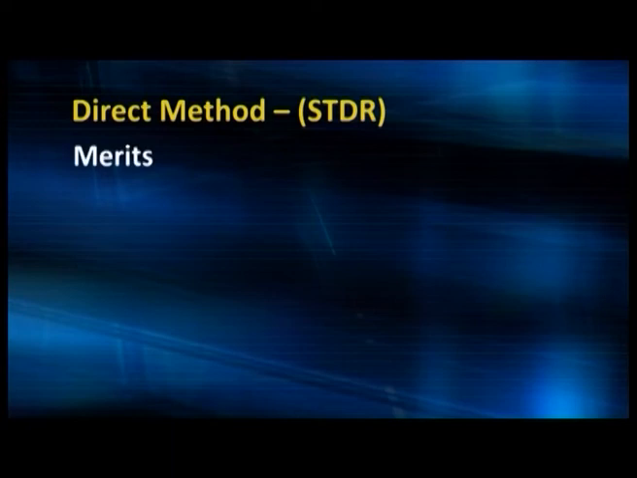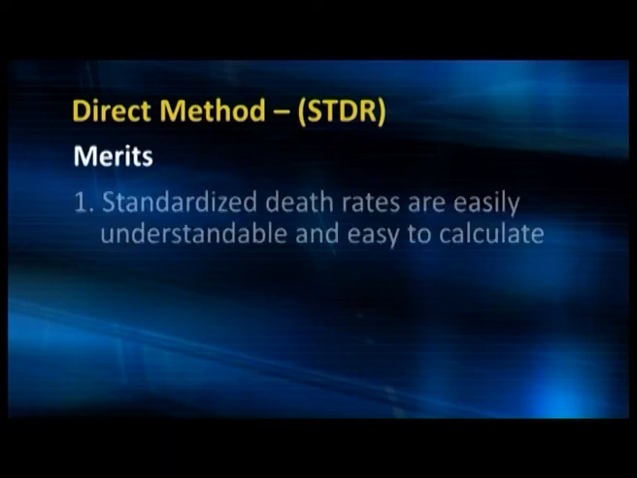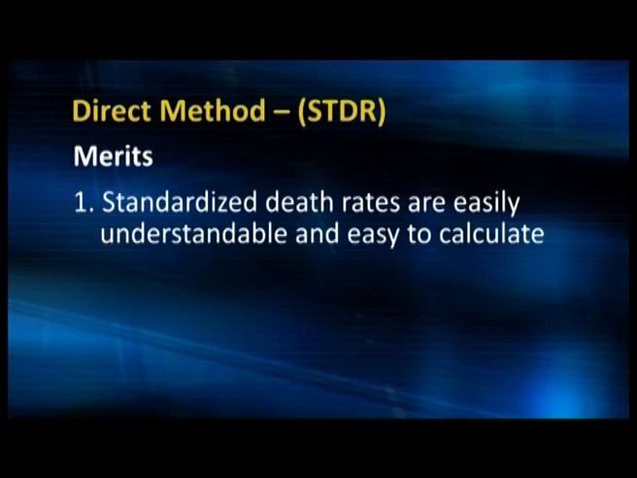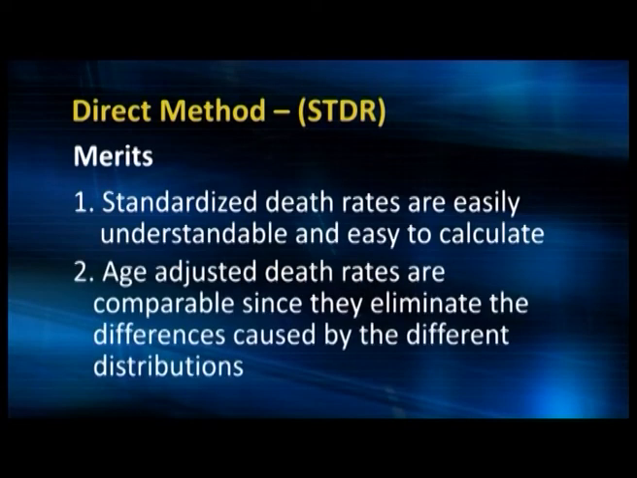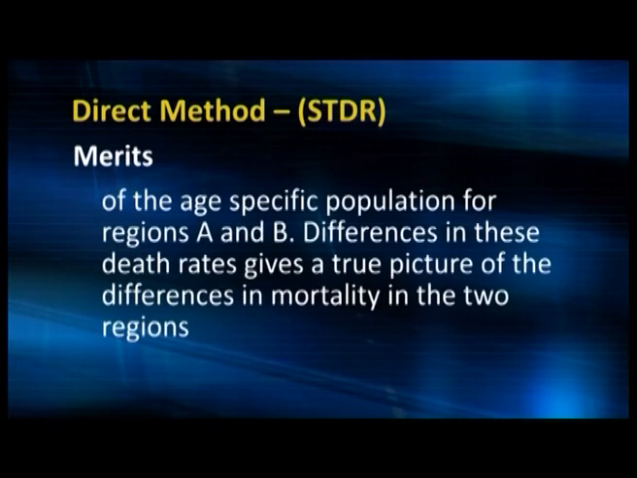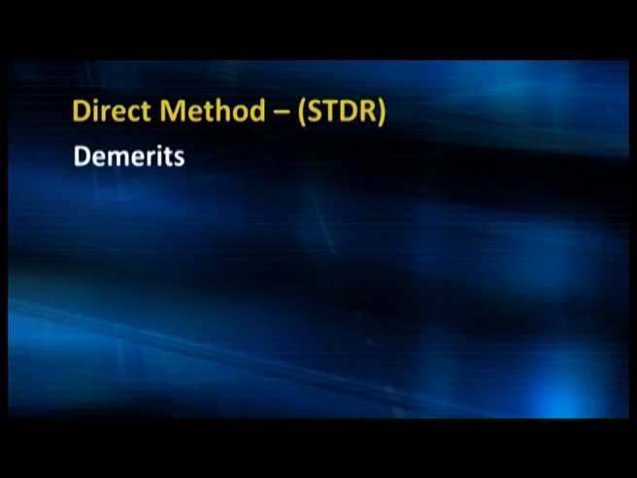It includes the following merits. Standardized death rates are easily understandable and easy to calculate. Age-adjusted death rates are comparable since they eliminate the differences caused by the different distributions of the age-specific population for regions A and B. Differences in these death rates give a true picture of the differences in mortality in the two regions. Following are the demerits.